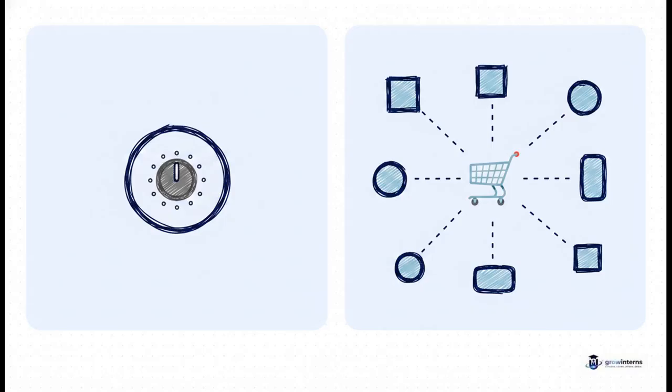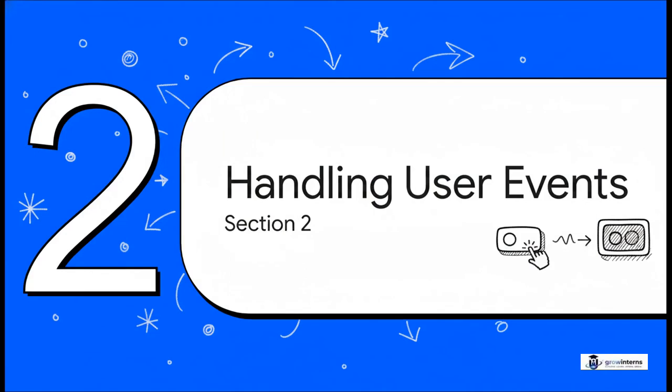Now, there are two main flavors of state we deal with. Local state is strictly contained. Like we saw in our Day 6 training, it handles those immediate UI interactions, capturing what you type into a search box or flipping that dark mode toggle. Global state, on the flip side, is data that needs to be shared across the entire application, like your overall theme preferences or that shopping cart we mentioned. The golden rule for 2026, keep your state as local as possible and only bump it up to global when you absolutely have to. Moving on to Section 2, handling user events.